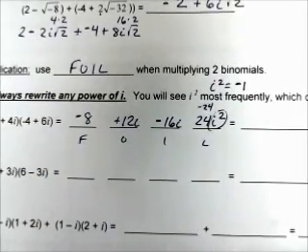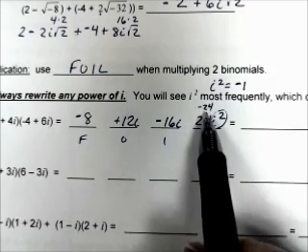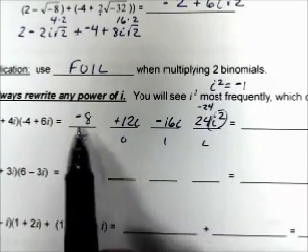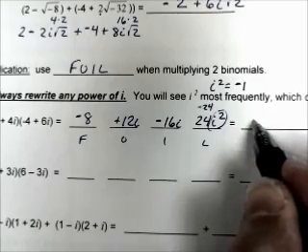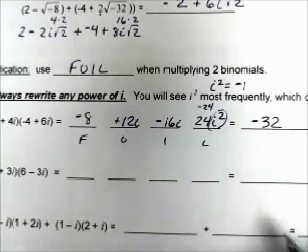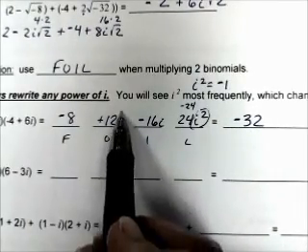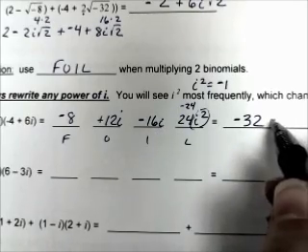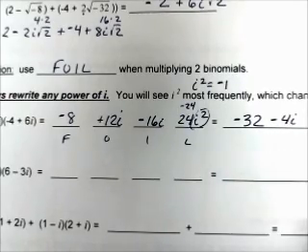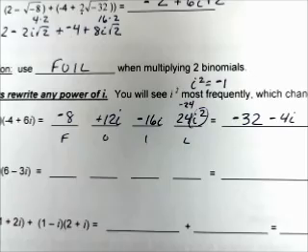Combining like terms, negative 8 and negative 24 is negative 32. Positive 12i and negative 16i is negative 4i. So negative 32 minus 4i.